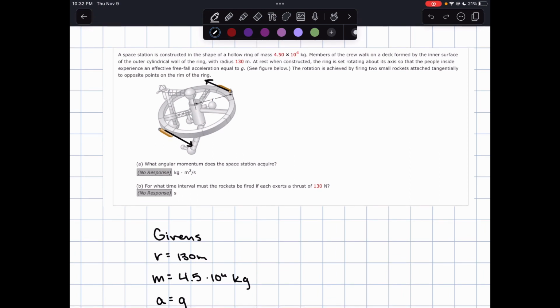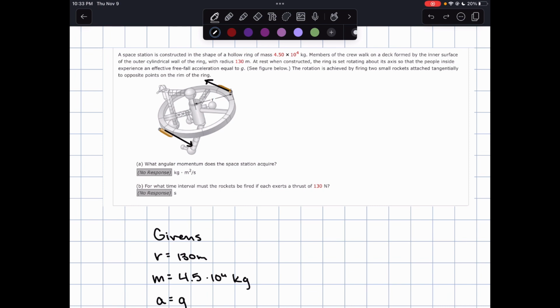A space station is constructed in the shape of a hollow ring of mass 4.5 times 10 to the 4th kilograms. Members of the crew walk on the deck formed by the inner surface of the outer cylindrical wall of the ring with a radius of 130 meters. At rest, when constructed, the ring is set rotating about its axis so that the people inside experience an effective freefall acceleration equal to g. The rotation is achieved by firing two small rockets attached tangentially to opposite points on the rim of the ring.